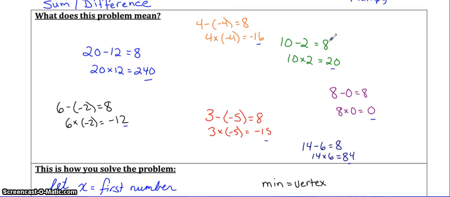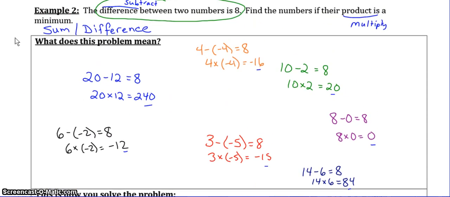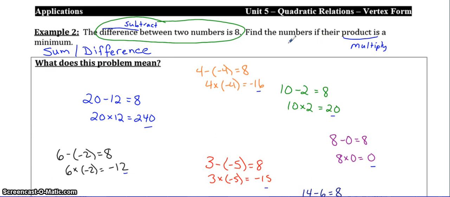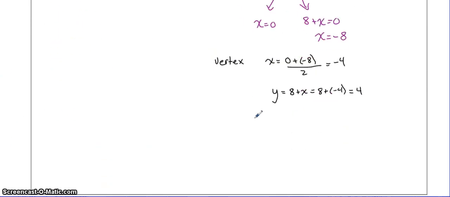And again, we could see from these examples that if one of the numbers was 4, we did get the smallest product. And the other number was 8 plus x, so it's 8 plus negative 4, which is 4. So those are the two numbers that would give you, so it says find the numbers if their product is a minimum, so those are the two numbers, 4 and negative 4.